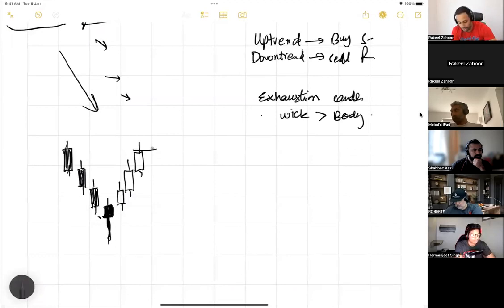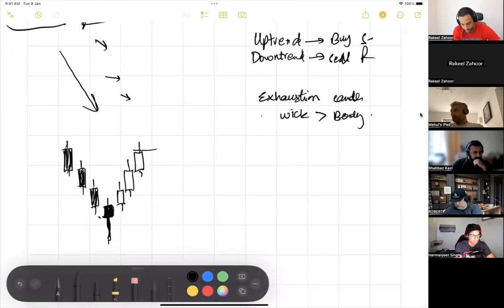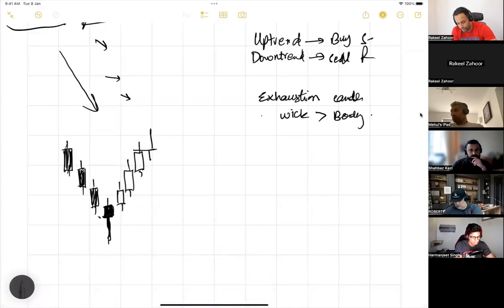So let's say you have a resistance forming and you have a candle that forms a big wick and it closes bullish. Actually, let's make it a little bit better over here. It closes bullish and there's a big wick. Is this an indication to sell? This is not an indication to sell, because the candle has not closed in our favor. That's why it's not an indication to sell.